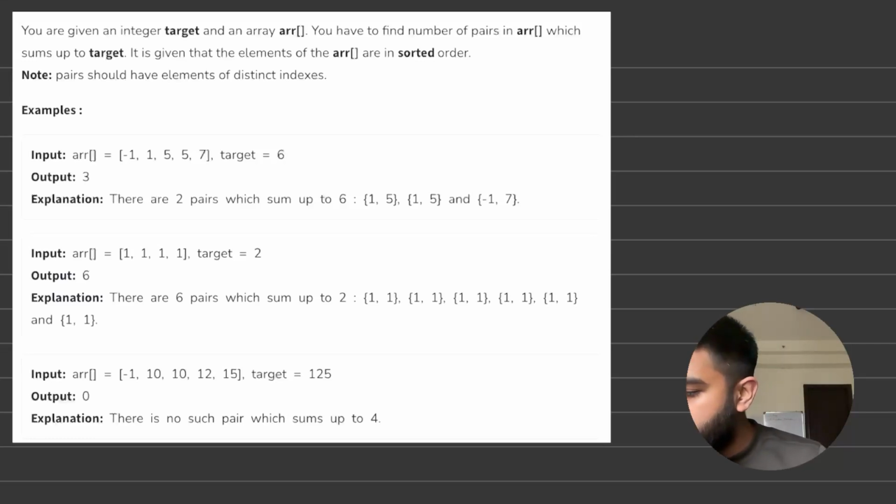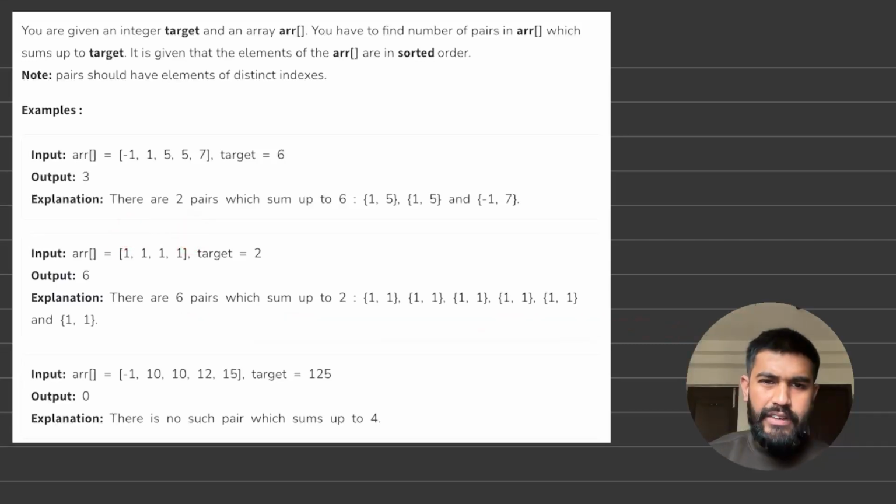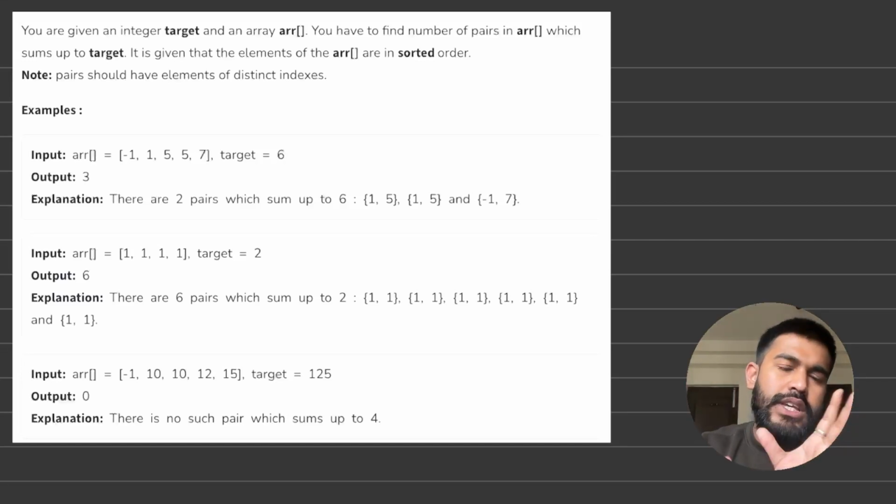Next, let's move forward to the second sample test case. The very first one would be this and this. The very next one would be this and this. The next one would be this and this. So this is how, after doing some combination, you would get 6 pairs. So what is the thinking process for the very first problem?